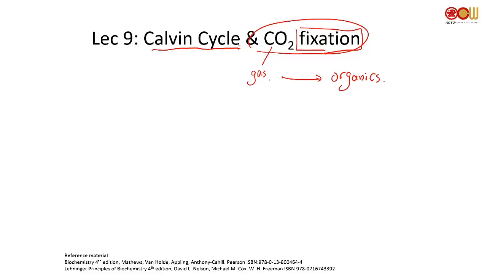Before I move forward, you need to understand that there are actually many different types of CO2 fixation pathways in biology. But primarily, we're only going to talk about the Calvin cycle, because this is the major pathway for photosynthetic carbon fixation, the major pathway for the dark reaction. But there are other bacteria or archaea that have other pathways.